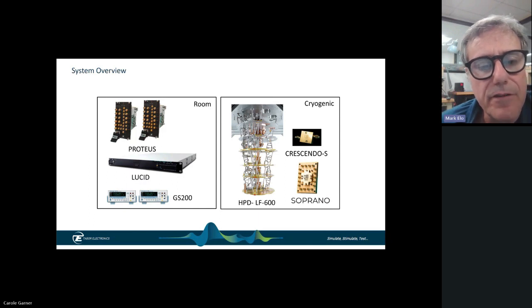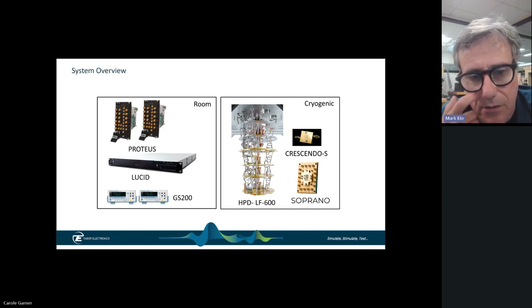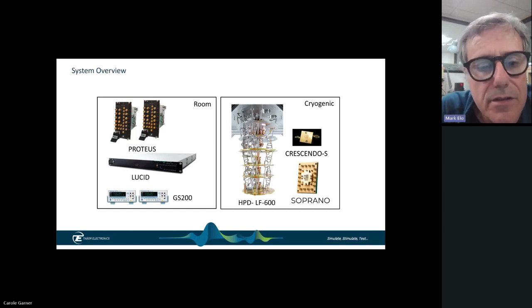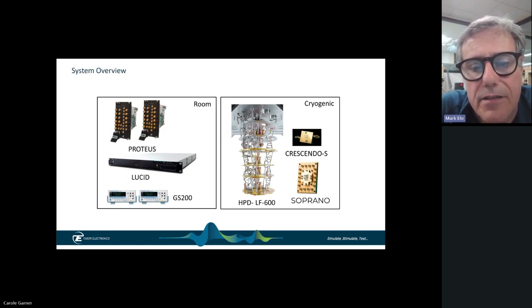We use the Lucid high frequency signal generator as a Tupa driver. And we also use the Yokogawa GS200 DC sources for the flux bias line control. On the cryogenic side, the heart of the system is the FormFactor HPD LF600 fridge. And as I already talked about in the previous slide, we put the Soprano 5-bit QPU in the bottom of the fridge, and then we use the Crescendo S as our traveling wave parametric amplifier on the readout lines.